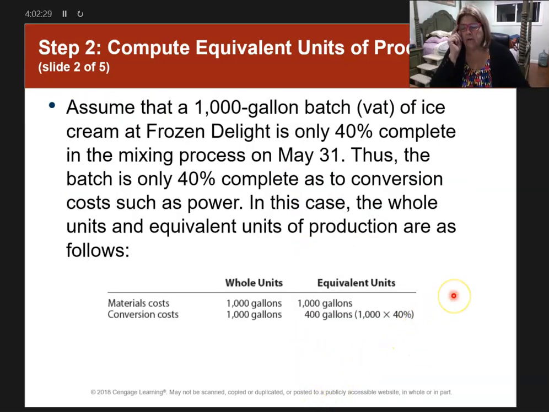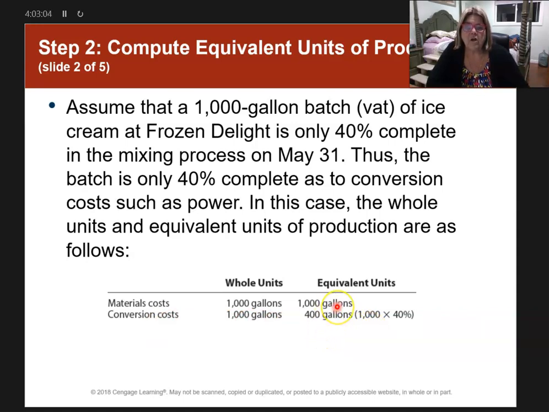So here we go. We're still on our batch of ice cream. For materials cost only, I had 1,000 gallons, and they were 100% complete because they actually moved on, okay? They're 100% complete for material costs. That's equivalent to 1,000 gallons. But for conversion, which is direct labor and factory overhead, they're only 40% complete at the end of the month. So really my EUP is 1,400 gallons total.